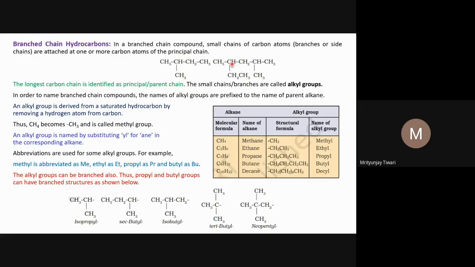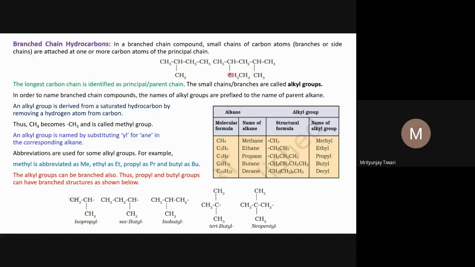Now let's see this compound, CH3, CH, CH2, CH, CH3, and two substituents are here, CH3 and CH2CH3. How will we define which is the parent chain or the principal chain and which is the substituent, the side chain, or the branches? To determine that, we first have to find the longest continuous chain. Always remember, the longest continuous chain is the principal chain or the parent chain. If I start counting carbon atoms from this end to this end, I see 1, 2, 3, 4, 5 carbon atoms. And if I start counting from here, 1, 2, 3, 4, 5, 6 carbon atoms are there.